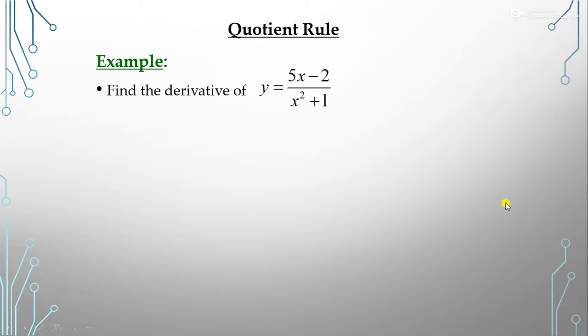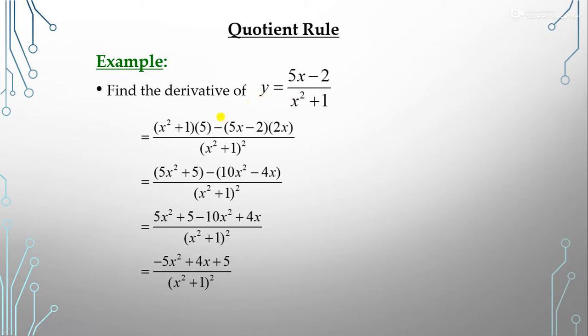So if our function is y equal to 5x minus 2 upon x square plus 1, you can see here we have one function of x in the numerator and another function of x in the denominator. So how can you find the derivative of y with respect to x? In the denominator you take the square of the denominator, so x square plus 1 whole square, and in the numerator the denominator as it is, x square plus 1, times the derivative of the numerator. The numerator is a linear function and the coefficient of x is 5, so its differentiation is 5, minus the numerator as it is, 5x minus 2, times the differentiation of the denominator.